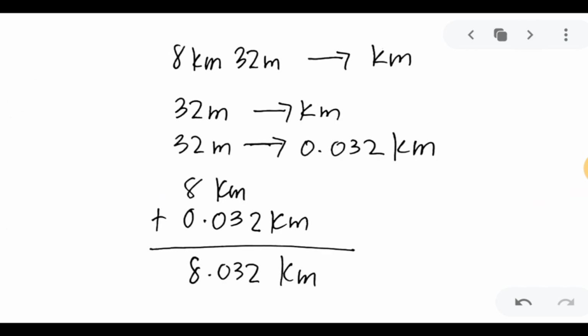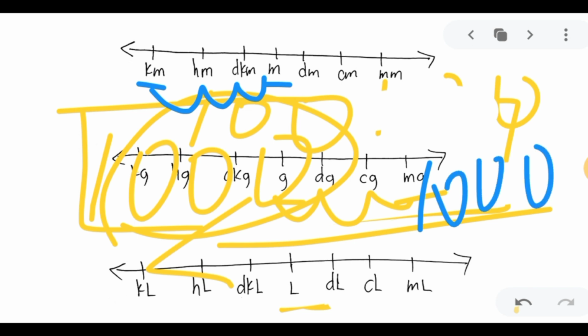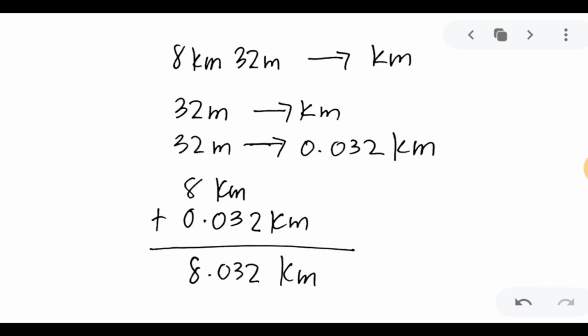Now, how about converting metric values that have different units? For example, convert 8 kilometers and 32 meters into kilometers. So, the first thing that you need to do, since itong 8 km ay nasa kilometer unit na, all you need to do is convert the 32 meters first into km. Meter to km. So, that is 1, 2, 3. Okay. Divide mo into 1,000 or move ka ng 3 places. So that is 0.032 km or just 32 meters divided by 1,000. You will have the same answer.